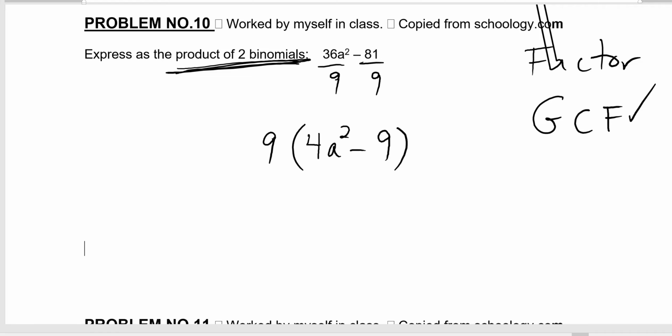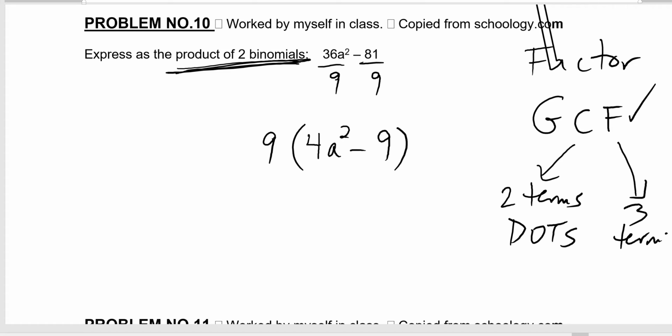Okay, just because there was GCF factoring, it doesn't mean we're done. For two terms, it still might be difference of two squares, and for three terms, it still might be a quadratic trinomial. Now, looking at your expression in the parentheses, there's only a subtraction sign, so we see that this is just two terms, and therefore might be difference of two squares.